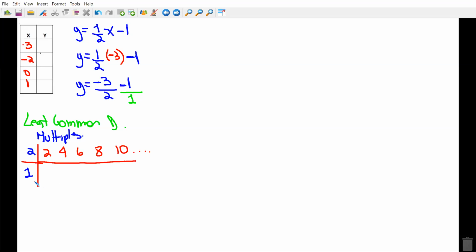What are the multiples of 1? 1, 2, 3, and so on, right? Because 1 times 1 is 1, 1 times 2 is 2, 1 times 3 is 3, 1 times 4 is 4, and so on. Now, what can you see they have in common, guys? What is being repeated?